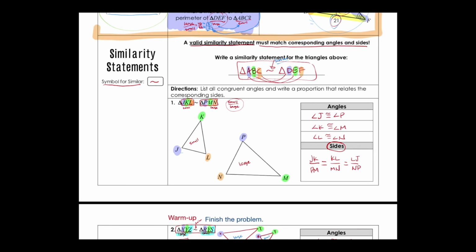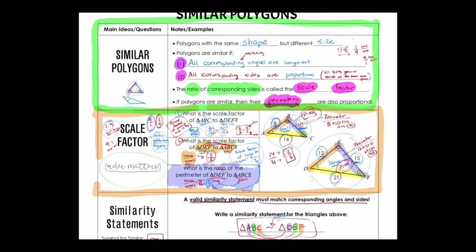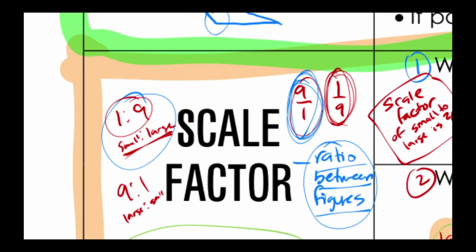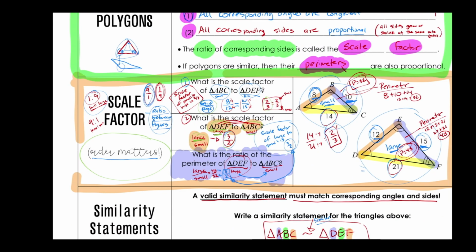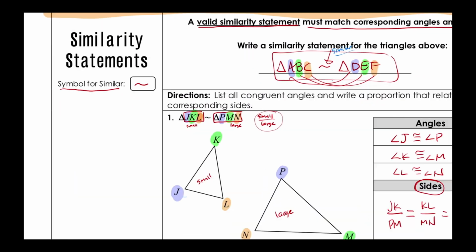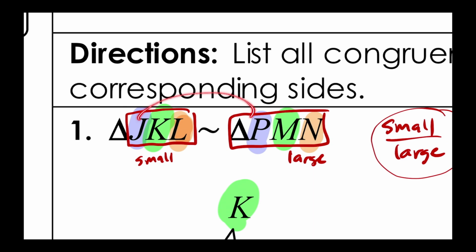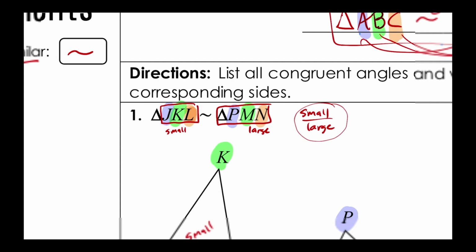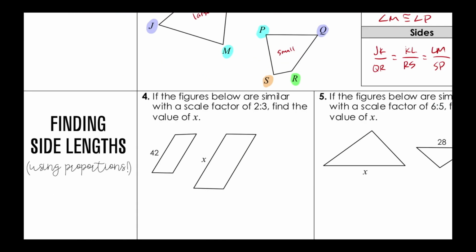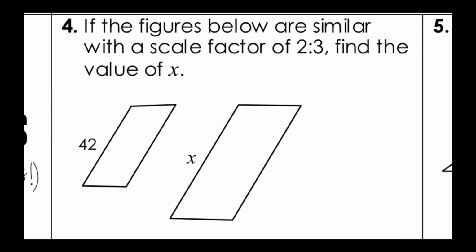So now let's get all of this knowledge: similar polygons, all angles are congruent, all corresponding sides are proportional. That means I can get two ratios and set them equal to each other. All the sides simplify to the same fraction, which is called the scale factor. Then we look at these similarity statements, which tell us the order of what things are matching. So we need to know what things are matching, and we're going to use all of that to do a problem like this.